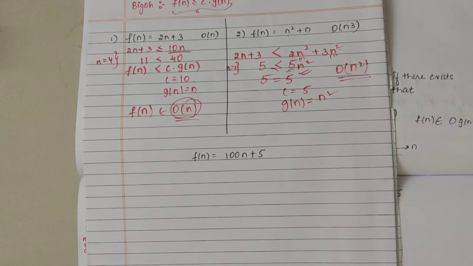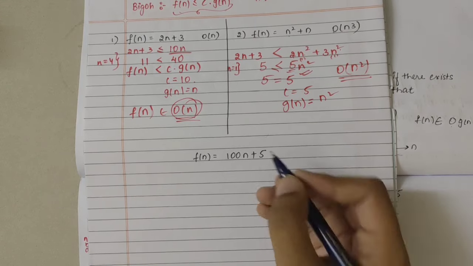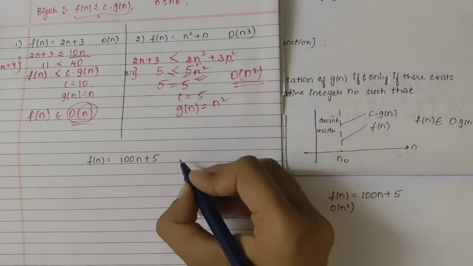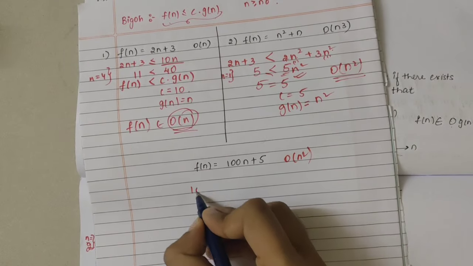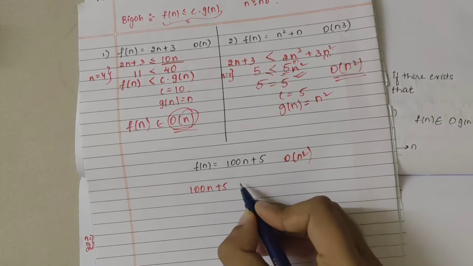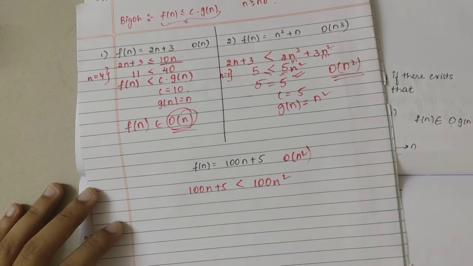Now I'll look into the last question. F of n is equal to 100n plus 5. And here I need to prove it is order of n square. To prove order of n square, I'll write 100n plus 5 here first. And on this side it has to be greater. So I'll write 100n square.